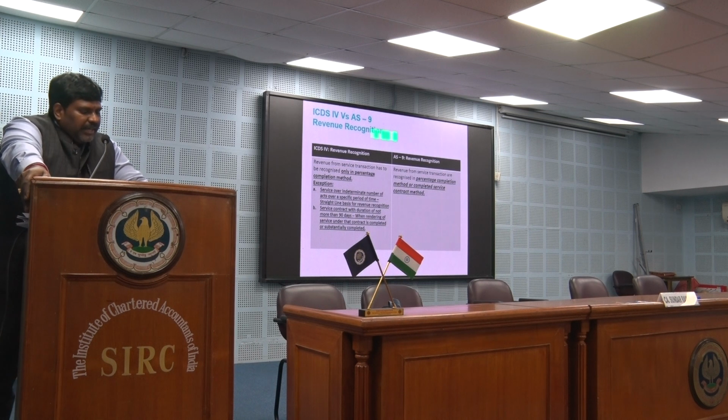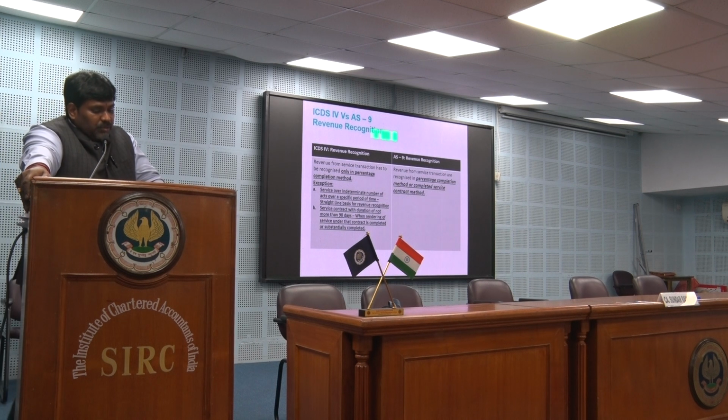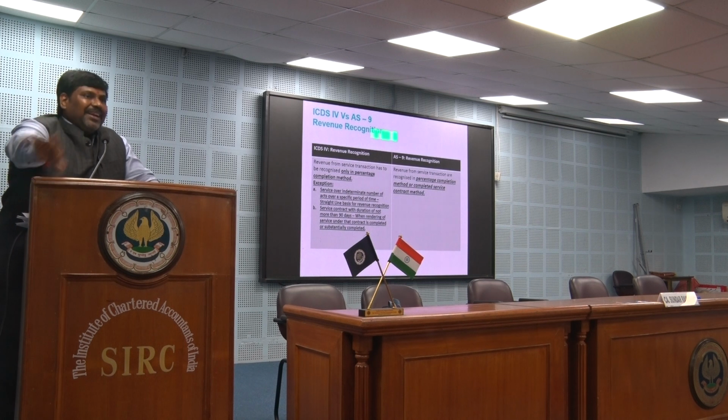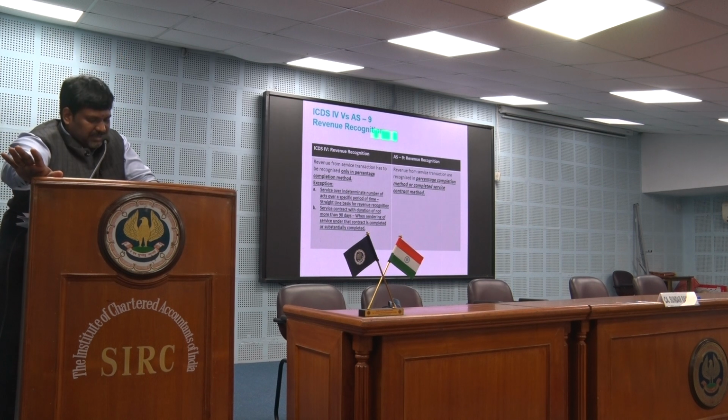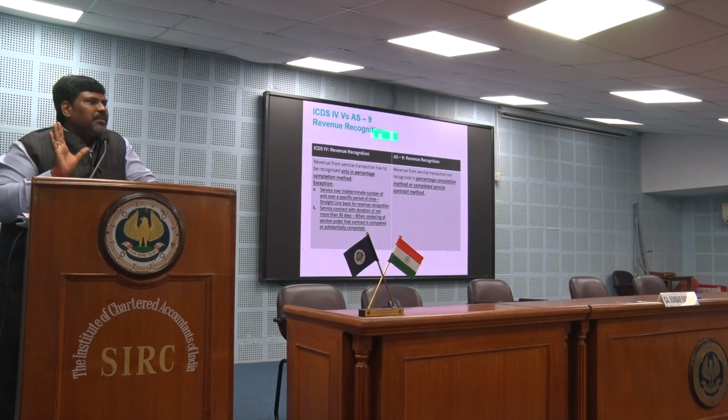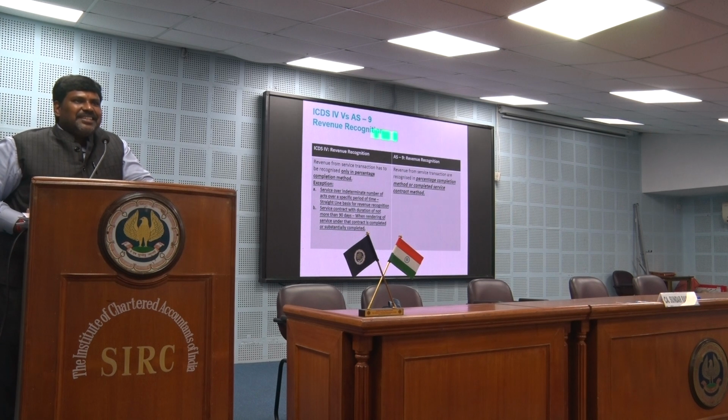Exception: service over an indeterminate number of acts over a specific period of time, and service contracts with a duration of not more than 90 days, that is 3 months, as I said. Here rendering of service under the completed service method is allowed. You can remember it as a small contract. If you are doing a small contract, once the work is over, you recognize it. The tax authority is okay with it and recognizes income under the head profits and gains of business or profession.